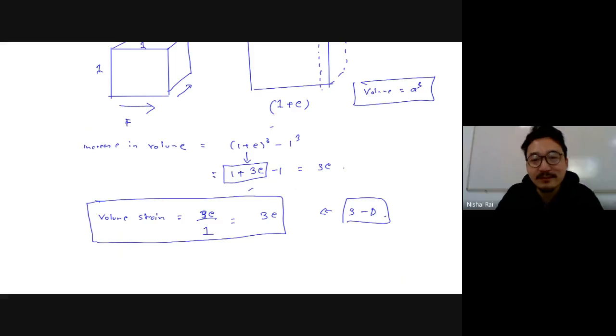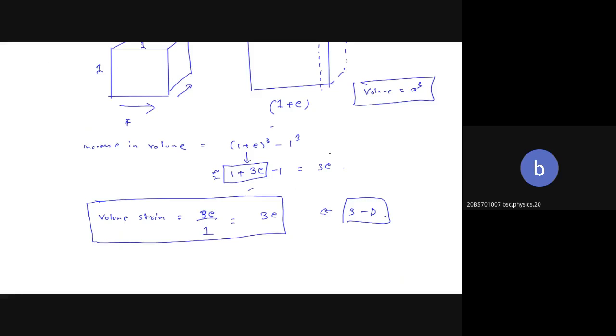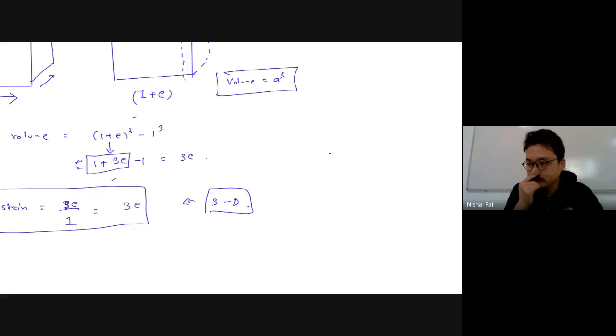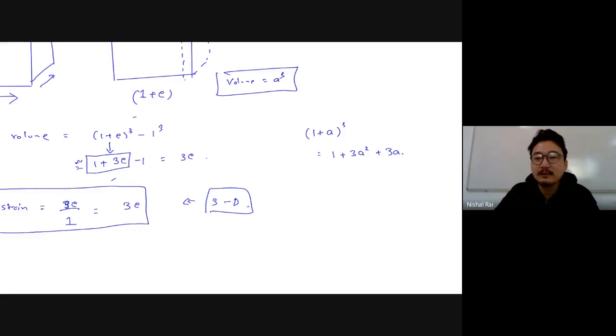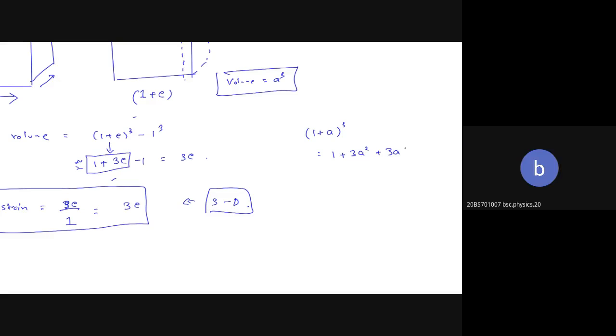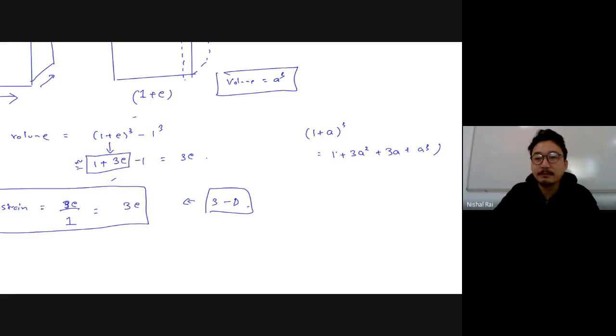This is just an approximation. No, sir. No problem, sir. Basically, what was (1 plus a) to the power cube is basically 1 plus 3a square plus 3a, something like this, no? Yes, sir. Sorry, plus a cube. Something like this, no? Yes, sir.